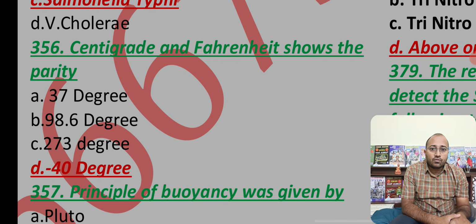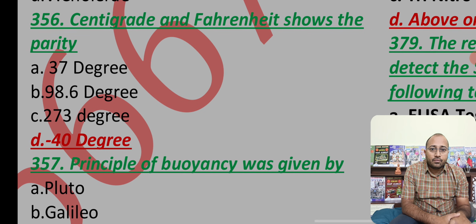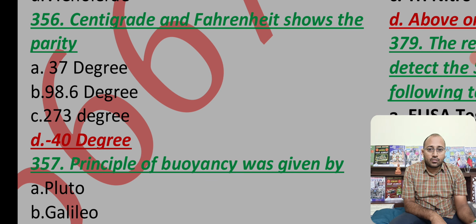Next we have something called parity. Parity means same or equal. So the centigrade and Fahrenheit scales are equivalent at minus 40 degrees. If you put it in the formula (C minus 0) by 100 is equal to (F minus 32) by 180, and put the C value as minus 40, then you will get the F value also as minus 40. It means both temperatures are equal.